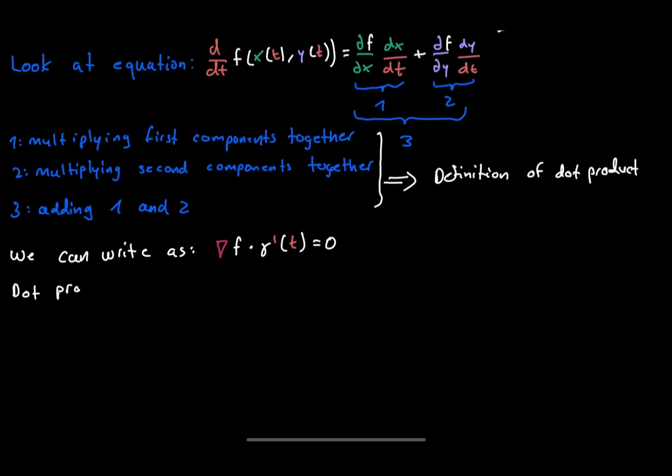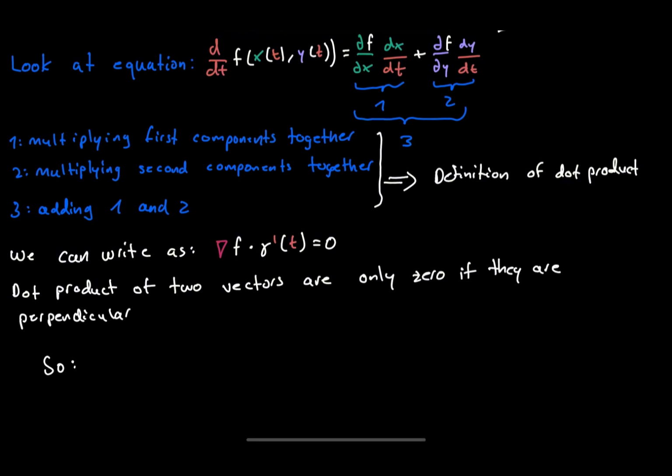Now here is the key conclusion. The dot product of two vectors is 0 if and only if they are perpendicular. So the gradient is perpendicular to the tangent vector. And since the tangent vector lies along the curve, this means the gradient is perpendicular to the level curve.